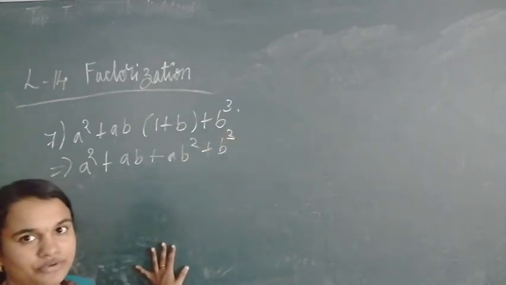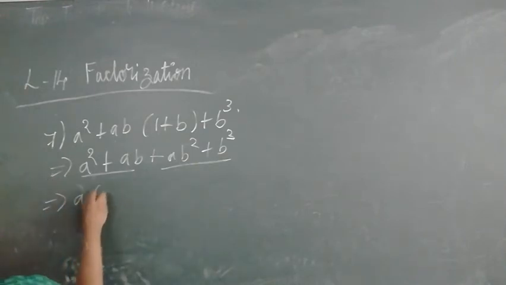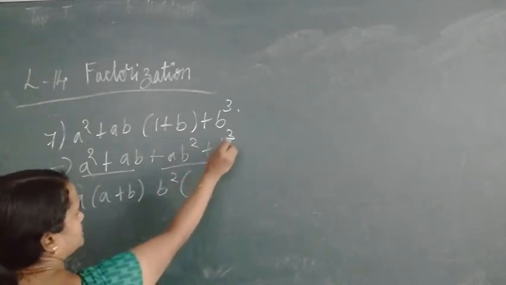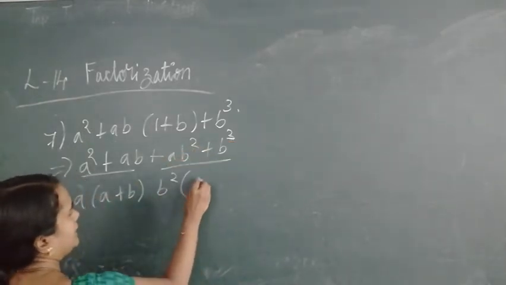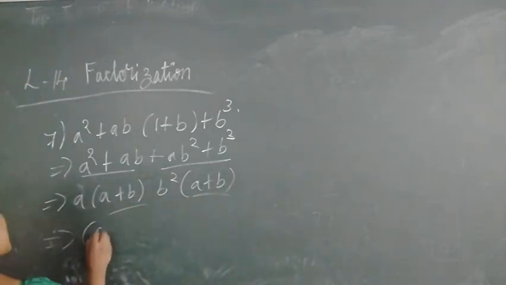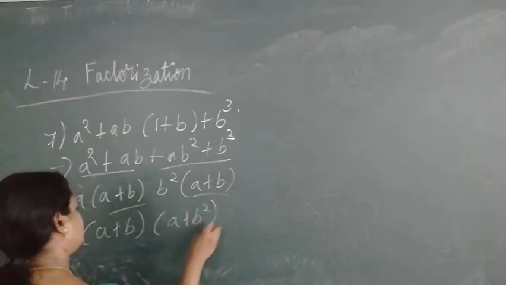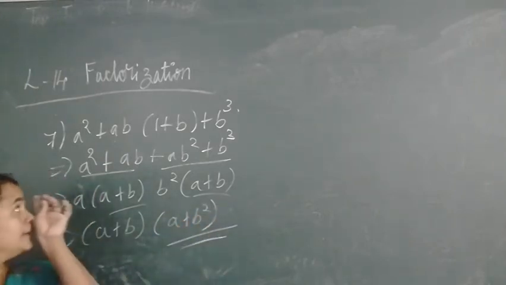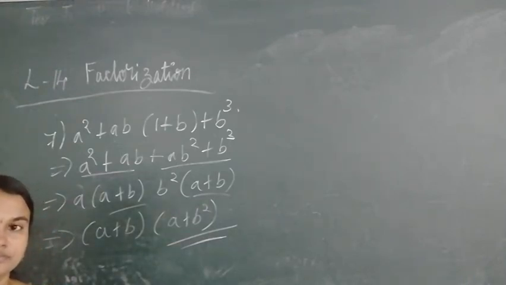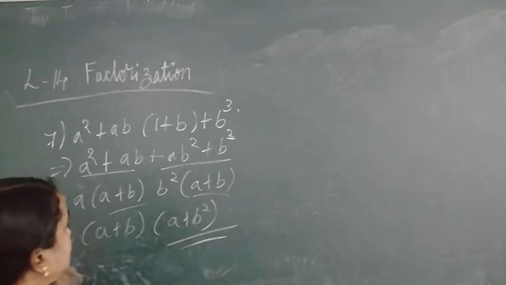ab into b means ab square plus b cube. After that we have to take out the common. Now here a is common, left a plus b, and here b square is common because the smallest we have to take out, a plus b. Now you can see here both we are getting the same. That means a plus b and a plus b square. This will be the answer. Okay. Now question number 8 is the homework. Now I will solve the question number 9.